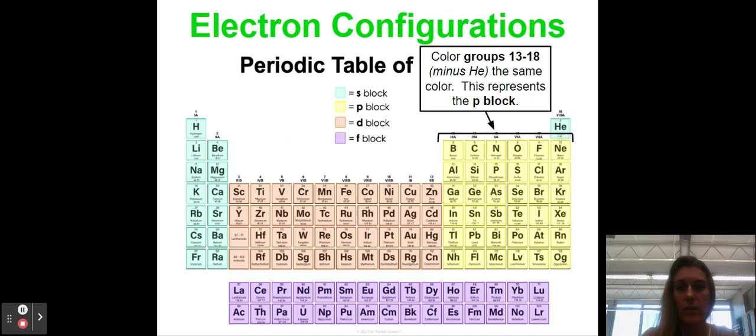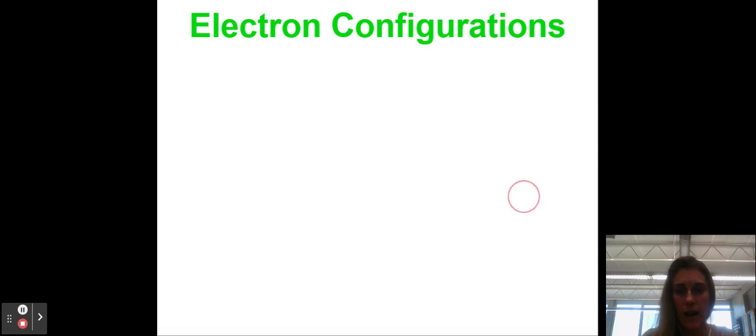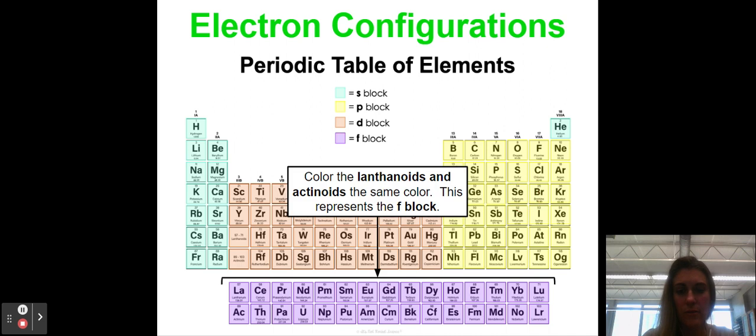Then you're going to do that for P. P is this block over here. So go ahead and just model this. D is going to be the middle block, the transition block. And then F is going to be the bottom, the inner transition metals, or lanthanoids, actinoids.